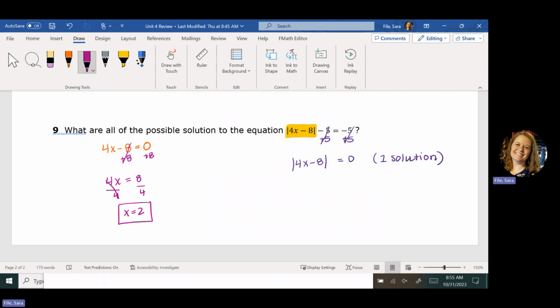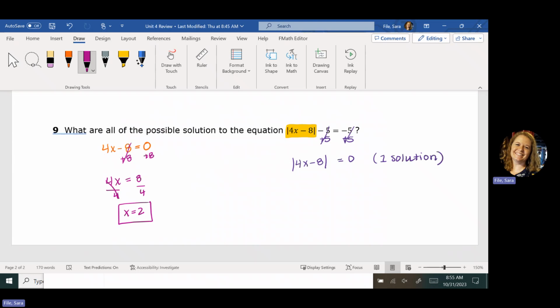And remember, you can always check your solutions by plugging them in to the original. So if I took this 2 and I plugged it in up here, 4 times 2 is 8. 8 minus 8 is 0. The absolute value of 0 is 0. Minus 5 is -5. It checks out. And you can do that with all of your solving ones.